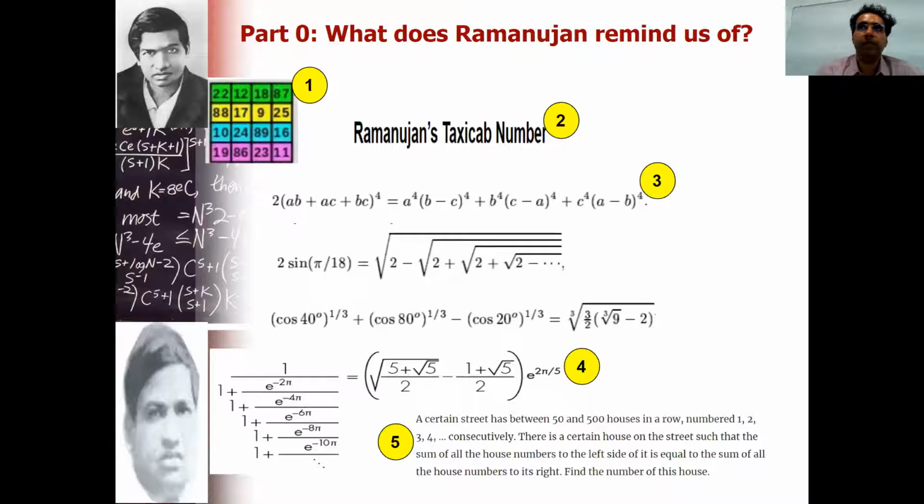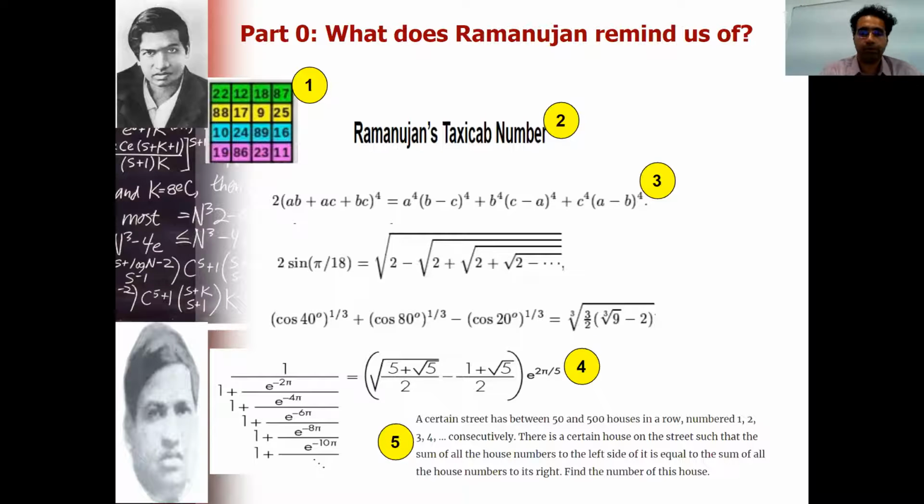So when we hear the name Ramanujan, each of us thinks of different things. Some of them think of magic squares. Some of you may think of Ramanujan's taxicab number 1729, which he mentioned as an interesting number because it's the smallest number that could be expressed as a sum of two cubes in two different ways. There are two pairs of cubes.